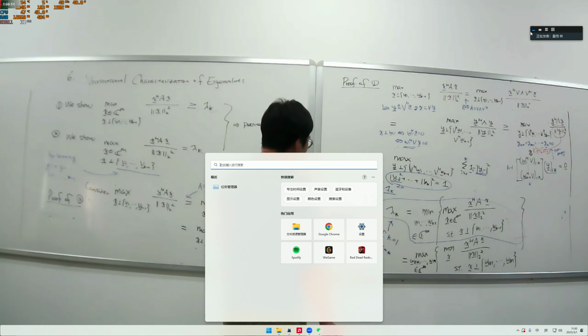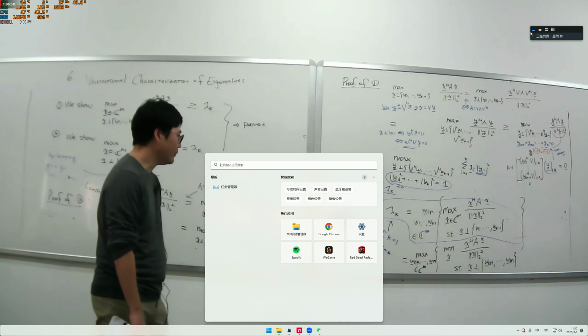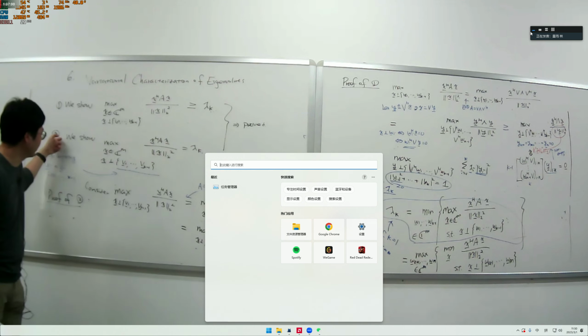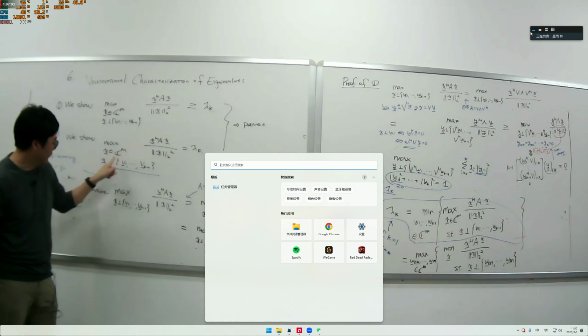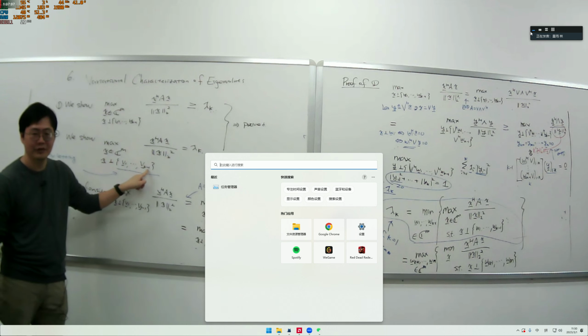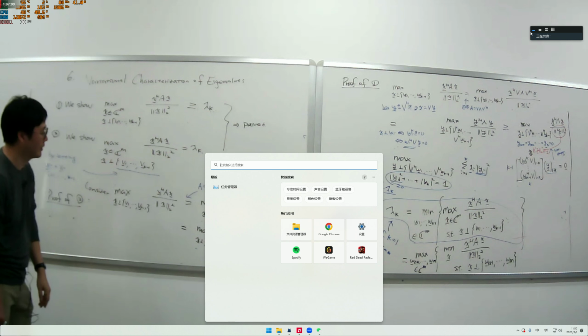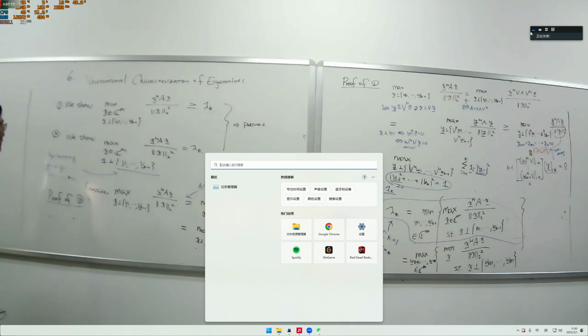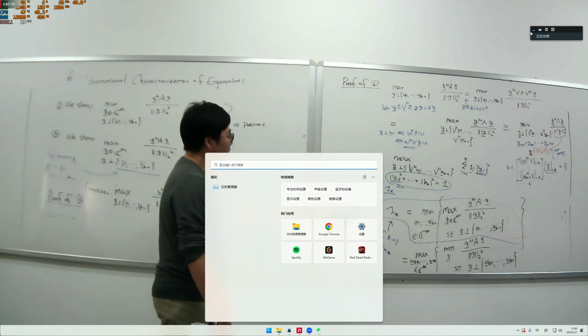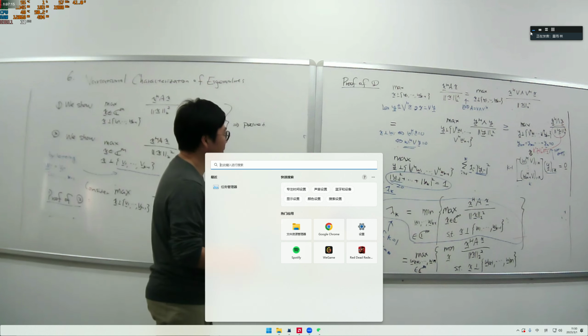So this is a lower bound, but it may not be attained, because we have this. But the second statement tells you it can be attained if w1 equals v1, w2 equals v2, and so on up to wk minus 1 equals vk minus 1. Then it can be attained. Any questions about this?